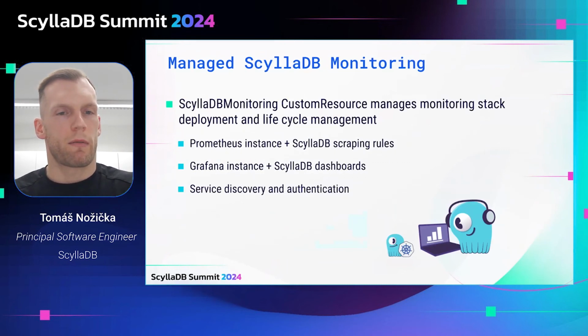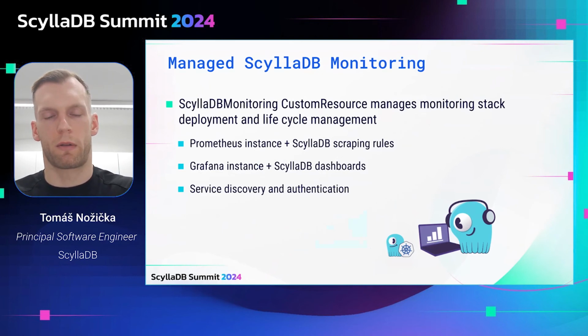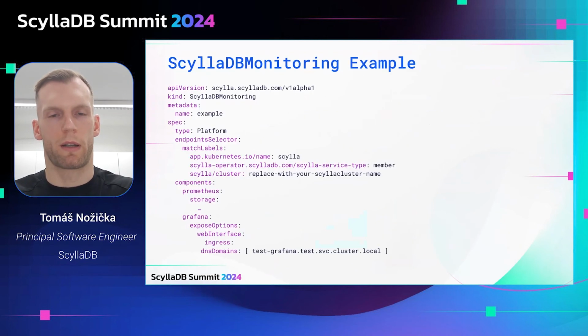There's also an integration with ScyllaDB monitoring using a ScyllaDB monitoring custom resource that will manage the deployment and life cycle of everything you need for ScyllaDB monitoring. So at this point, that's namely a Prometheus instance. It configures it with ScyllaDB scraping rules for the metrics, and it sets up a Grafana instance and configures it with the ScyllaDB dashboards. And it also configures the service discovery and authentication between those components. So you get this all just by creating that resource.